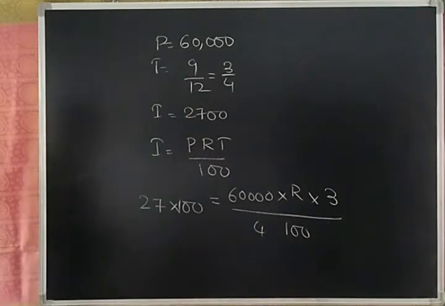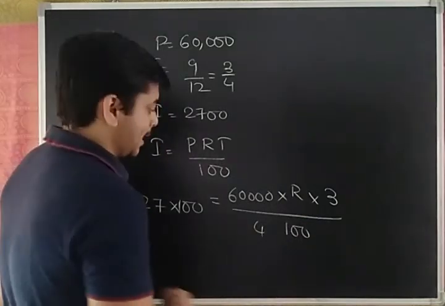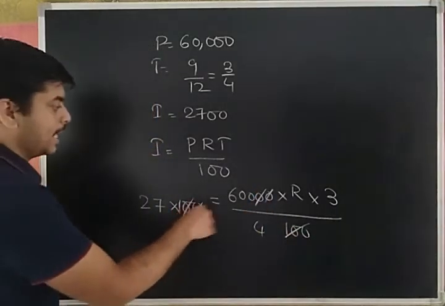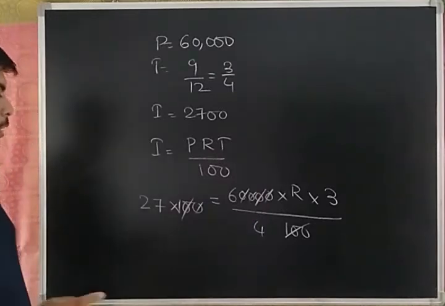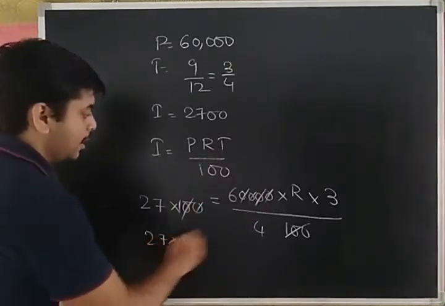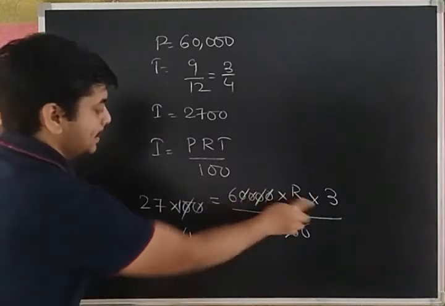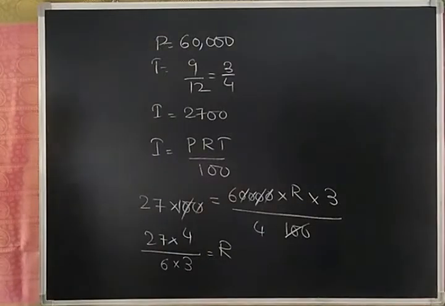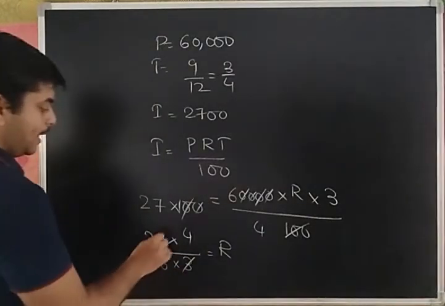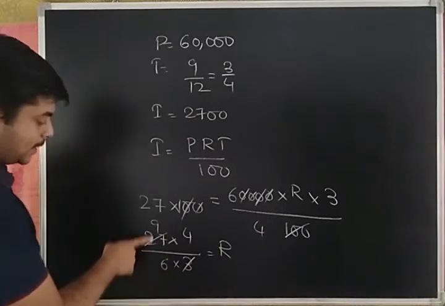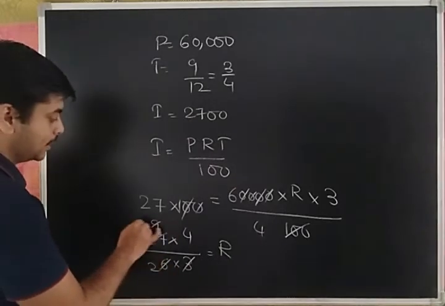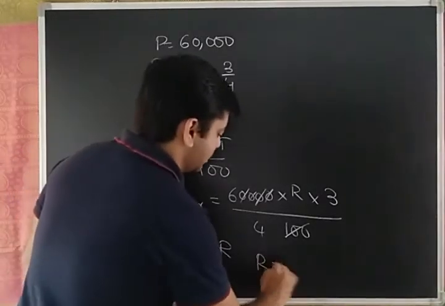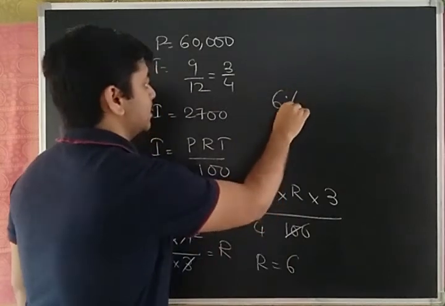Correct? Yes or no? So check what all we can cancel. These two zeros cancel with these two zeros, and these two zeros cancel with these two zeros. So we are left with 27 into 4 by 6 into 3. That is our interest. So anything to cancel? Yes. 3 nines are 27, and once again we can cancel with 3 twos, and this 2 with this 2, so I am getting R as 6. That is 6% interest per annum.